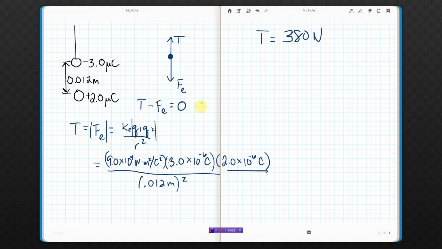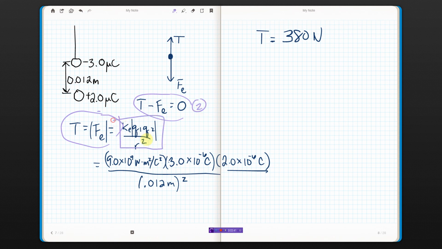Okay, let's talk about points. For some sort of acknowledgement that these are going to cancel out, either you write it like this, or like this, or some sort of acknowledgement that the tension is going to equal the electrostatic force, I'm going to give you 2 points. Then right here we got Coulomb's law without anything put in it. Okay, I'm going to do 4 points for that.